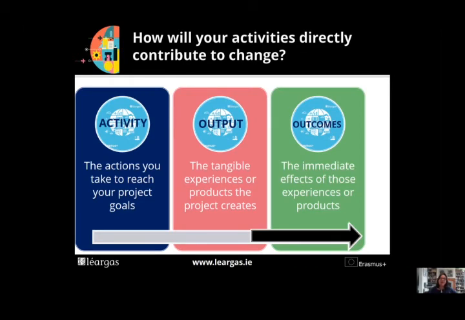Because it's all about how the activities of your project contribute to change. If you remember this part of the chain that we looked at earlier, you have an activity and that leads to an output, and then the output leads to an outcome. So you really need to make this process very clear in your application, how one leads to the other, leads to the other. How does your activity reach an outcome?